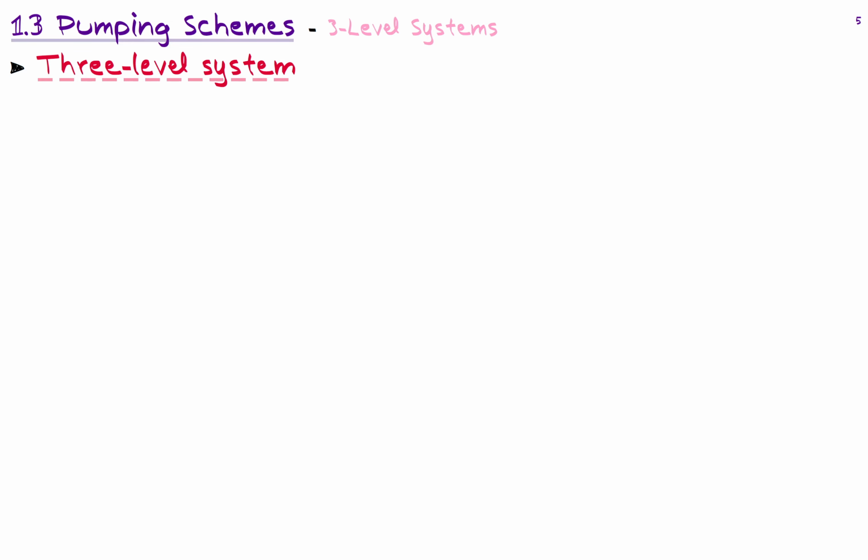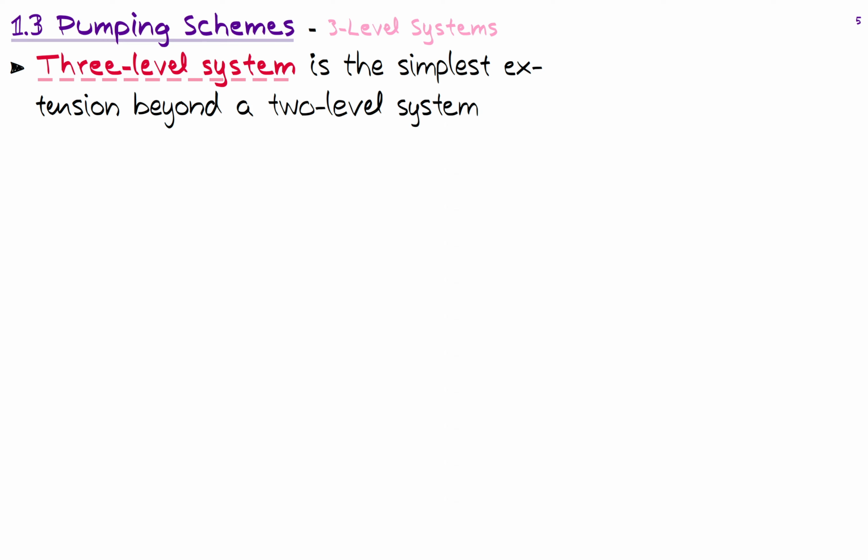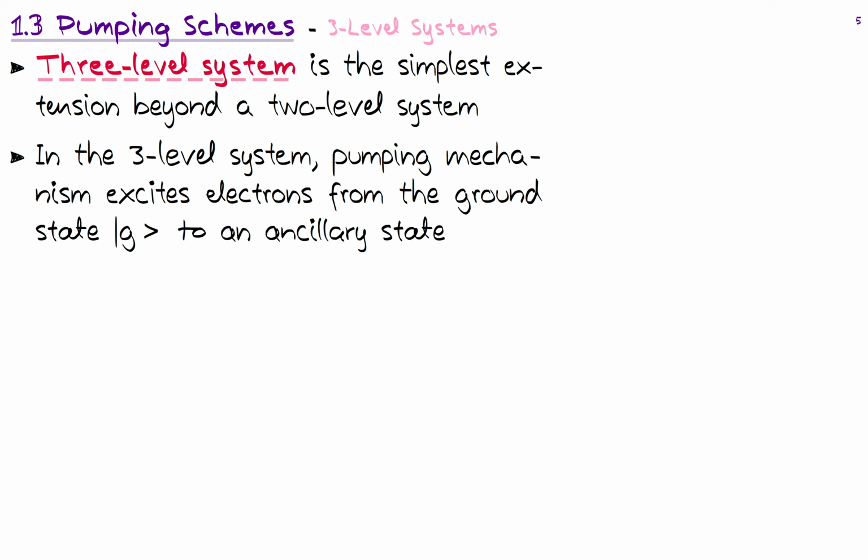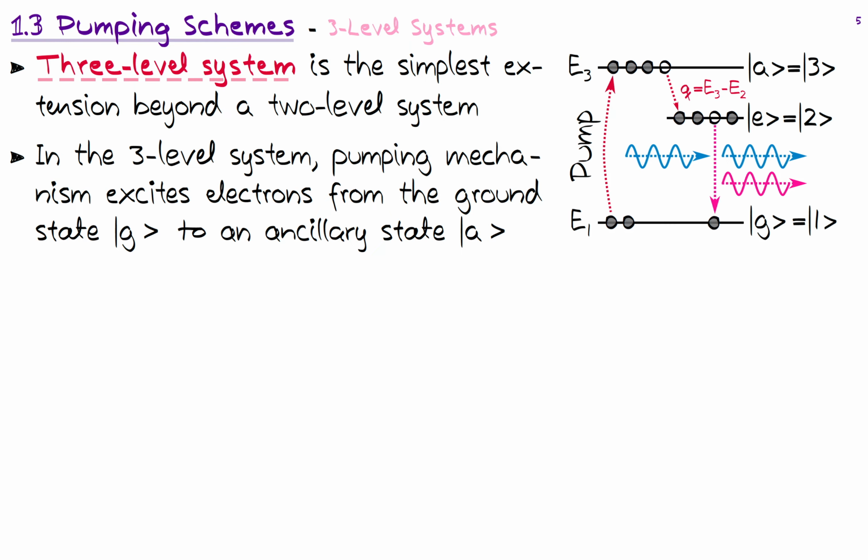So let's look into the 3-level system first. That's the simplest possible scenario beyond the 2-level system. In a 3-level system, we have a pumping mechanism, as before, that excites electrons from the ground state, labeled as G, to an ancillary or auxiliary state, labeled as A. This figure hopefully clarifies the situation.